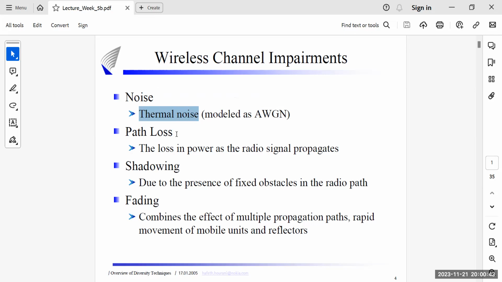So the next thing is path loss, the loss in the power as the radio signal propagates. This is the path loss. Shadowing, this is due to the presence of obstacles in the radio path. And fading combines the effect of multipath propagations, rapid movement of mobile units, and reflectors. So all of these things contribute to the wireless channel impairments.